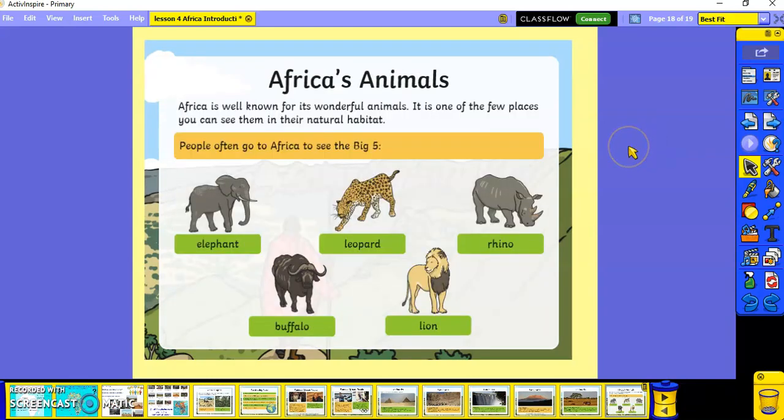And then we've got some animals. So Africa is well known for its wonderful animals and it's a few places that you can see them in their natural habitat. You might have seen them at a zoo or at a safari park, but if you went to Africa, you would be able to see them out in the wild.